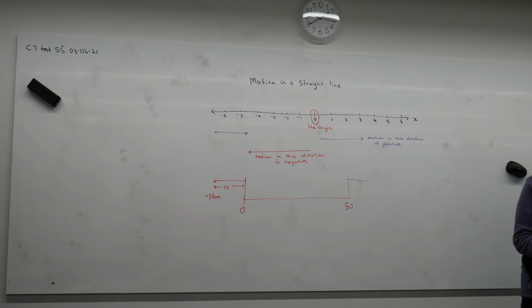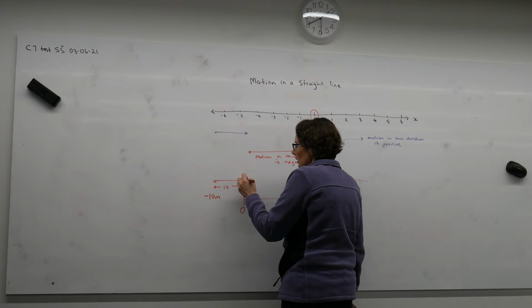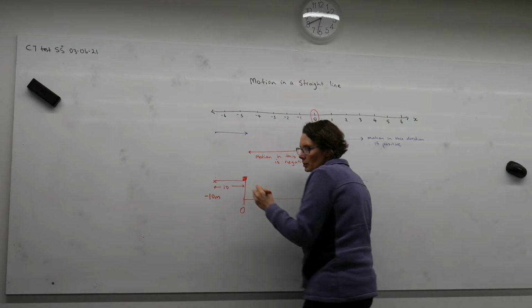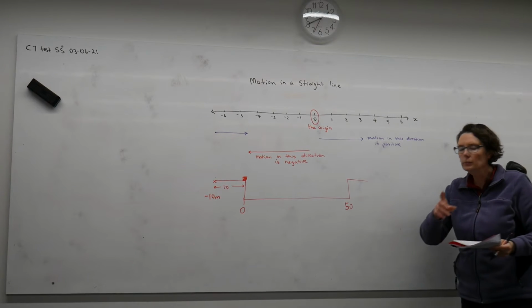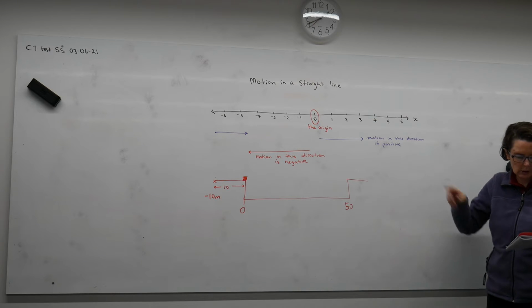Is that everyone okay with what we're doing so far? Okay, so while she's warming up, she's at minus 10. And then when she moves to the end of the pool, at the starting block here, she's at the origin, 0. So she's moved 10 metres in the positive direction.